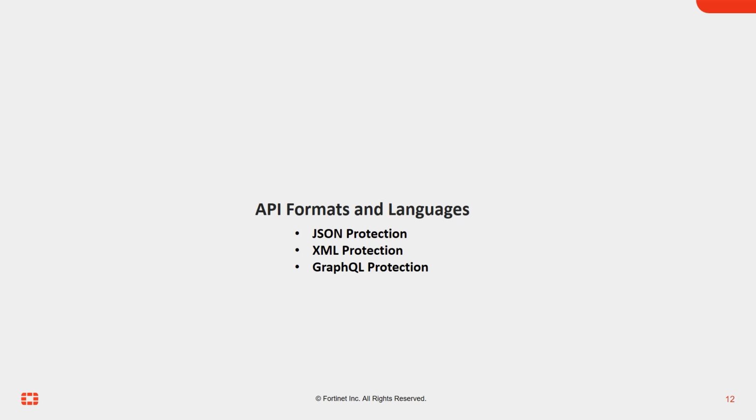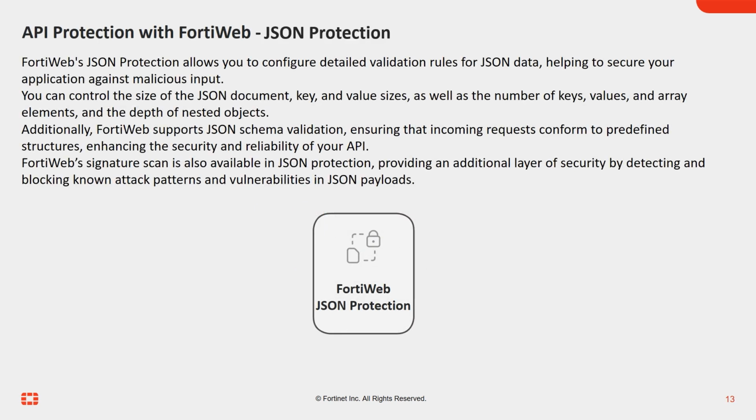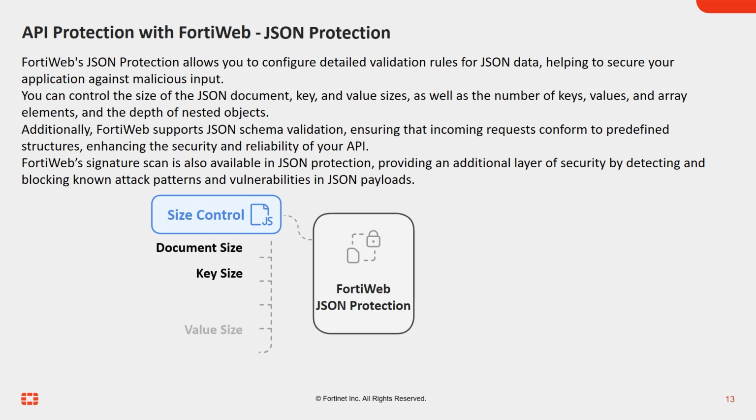Once FortiWeb confirms the API request is coming from a legitimate source, it digs deeper, checking if the API format like JSON, XML, or GraphQL meets the size limits, schema, or any other rules you've set. FortiWeb's JSON Protection allows you to configure detailed validation rules for JSON data, helping to secure your application against malicious input. You can control the size of the JSON document, key and value sizes, as well as the number of keys, values, and array elements, and the depth of nested objects.